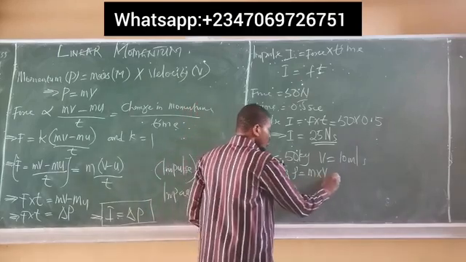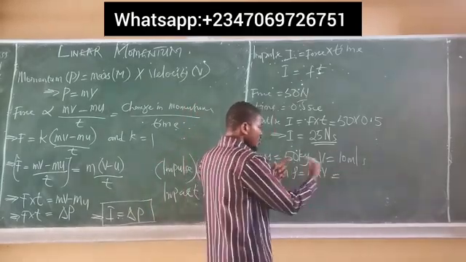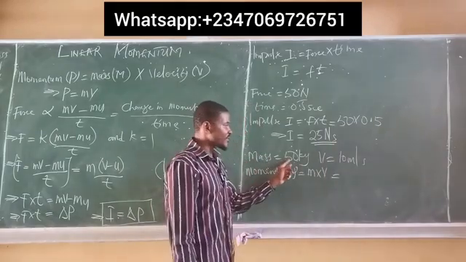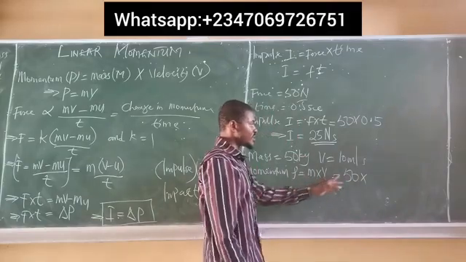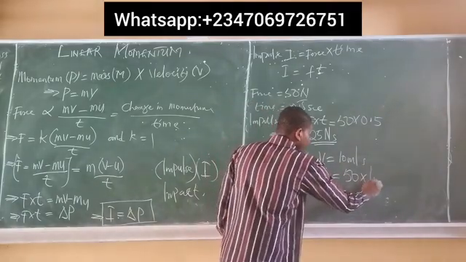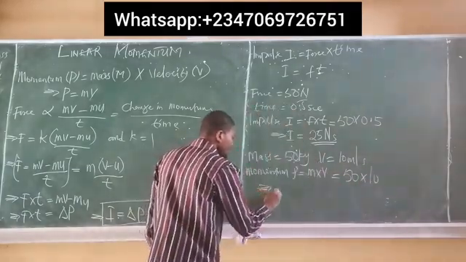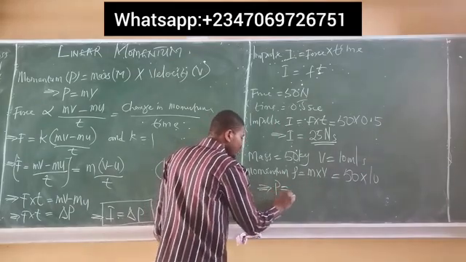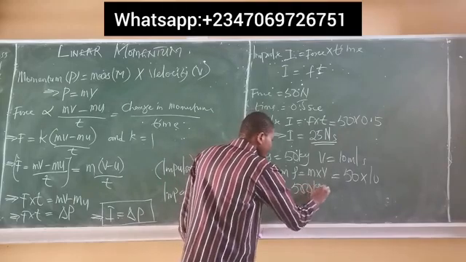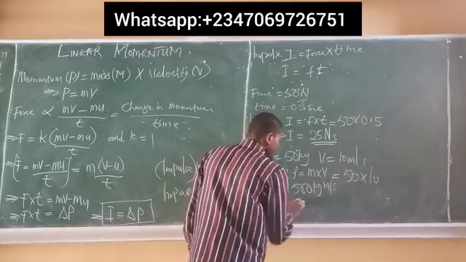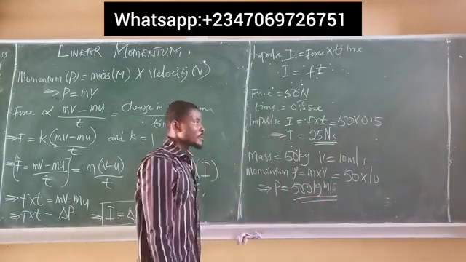Momentum is simply given as the product of mass and velocity. So all you need to do is multiply these two terms together. Mass is given as 50 kg, so you put it down, 50 multiplied by the velocity of 10 meters per second. So this simply implies that your momentum P is now what? 500 kilogram meters per second. So you have this to be your momentum.